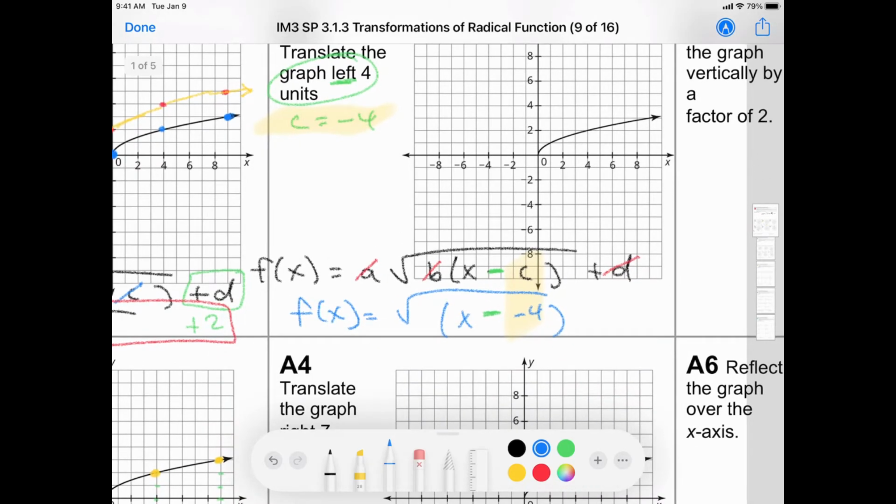And basically to clean that up, you're just going to have f of x equals the square root of what? What's opposite of negative 4? x plus 4 is your answer. Okay? And remember, that goes back to my silly phrase.